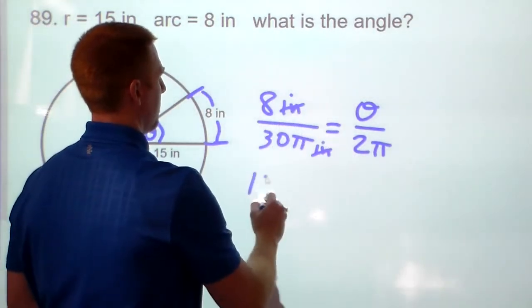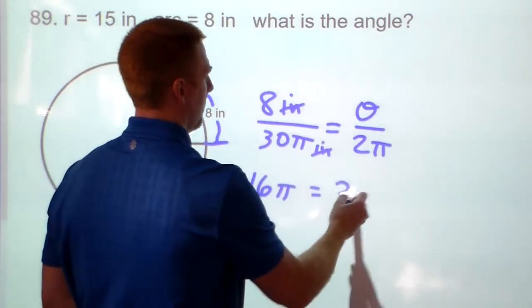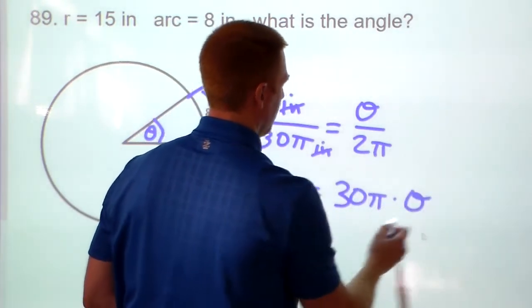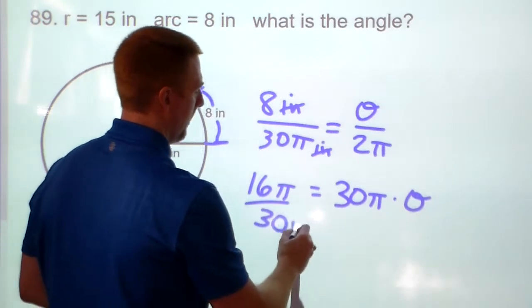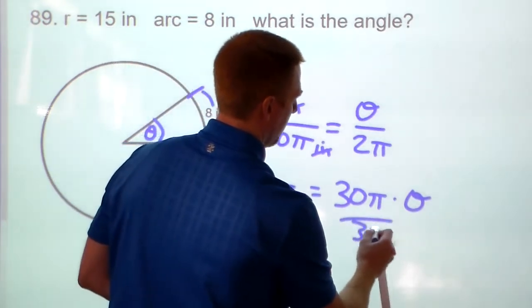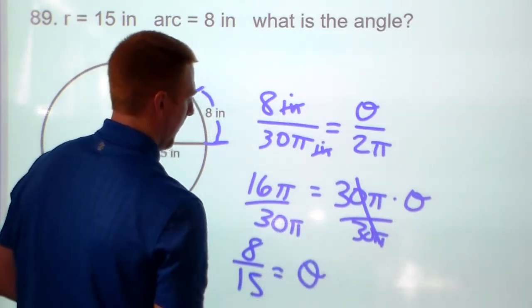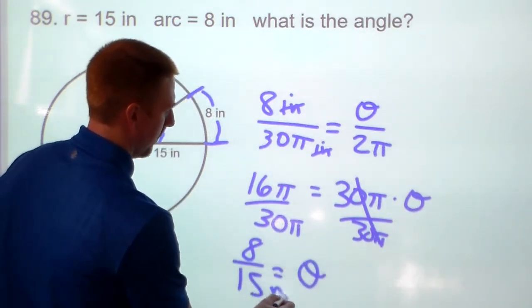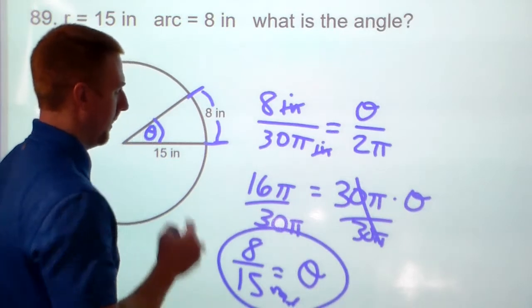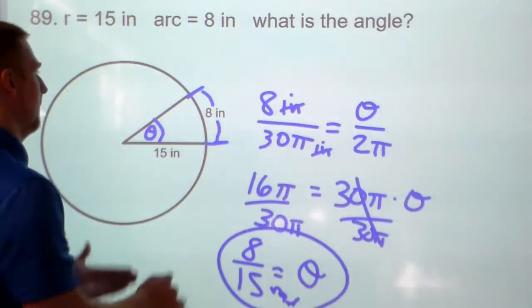2 times 8 is 16 times pi. This one's 30 pi times theta. So divide by 30 pi. And reduce, I'm going to get 8 over 15 as my angle. And that is in radians. So I'll put a little rad, because it's 8/15ths of the radius.